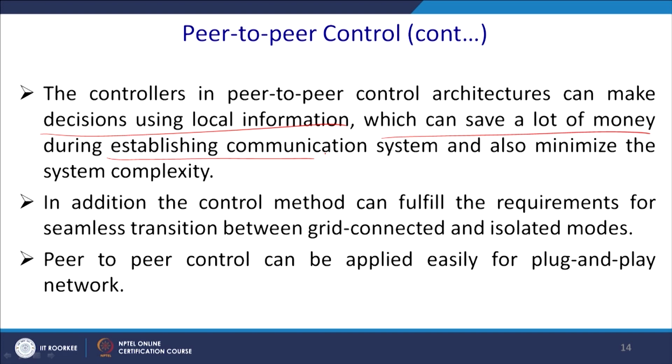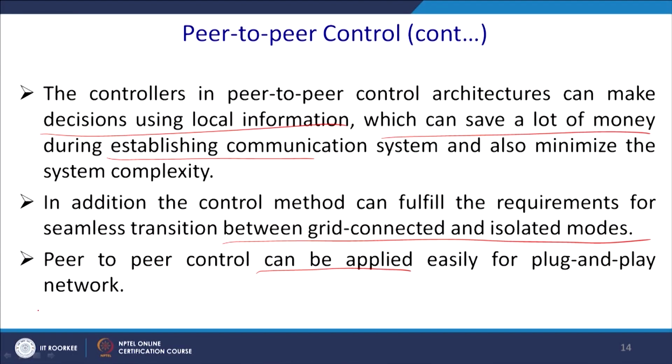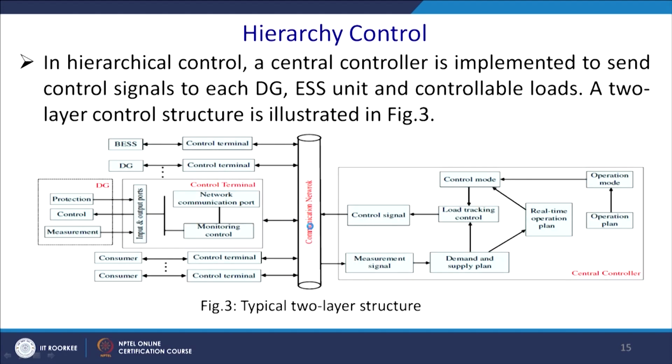In addition, the control method can fulfill the requirement for simplest transitions between grid connected and the isolated mode, and thus changeover is quite faster, easier and simplest. For this reason, we say that peer-to-peer control can be applied easily for any plug and play network. That is one of the major advantages of peer-to-peer network.